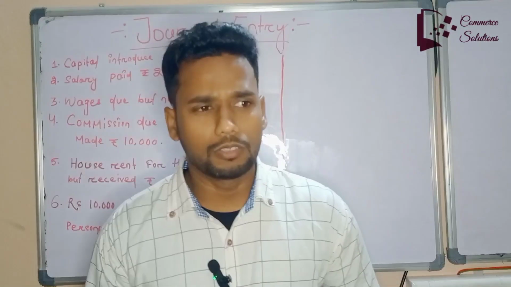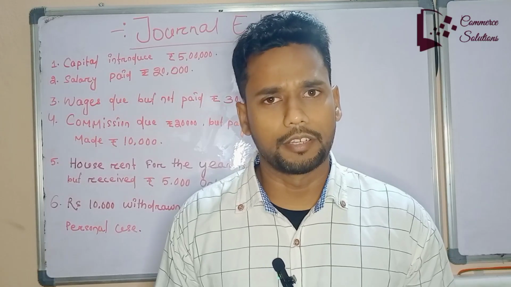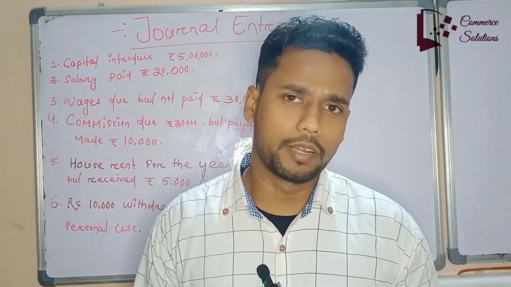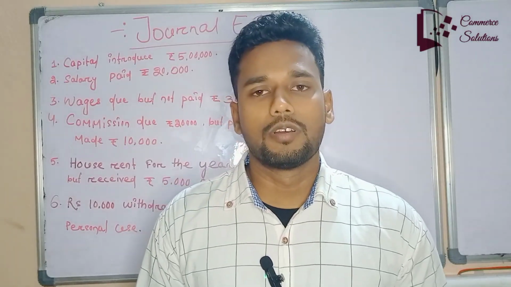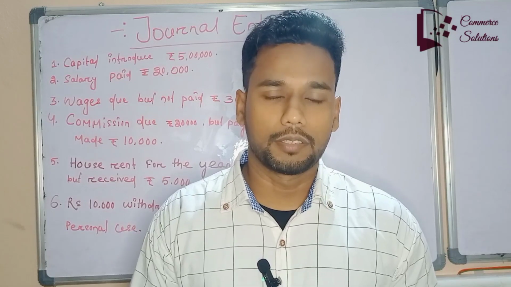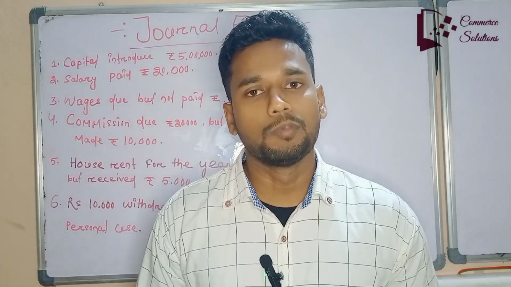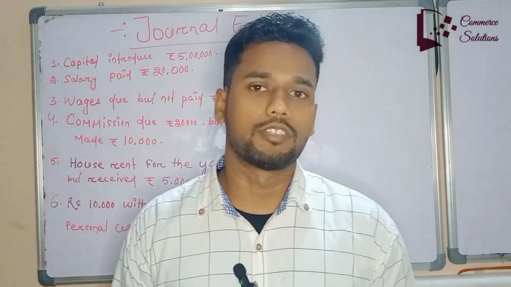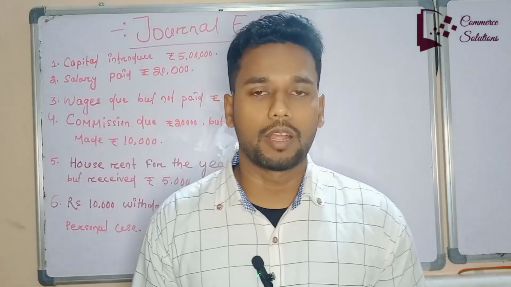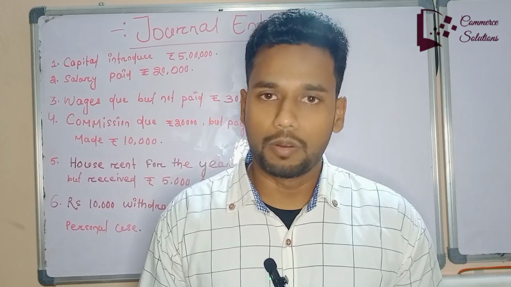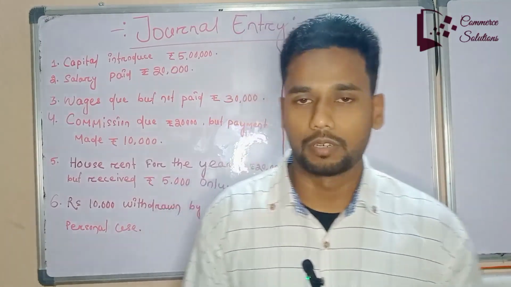In the past video we discussed what a journal entry is. Journal entry is the primary book of entry, and the entries should be made in chronological order. We have to code debit and credit in the journal book. This is a translation process: we are translating the transactions into debit and credit code and recording them in the journal book. Let's try to solve some problems here.